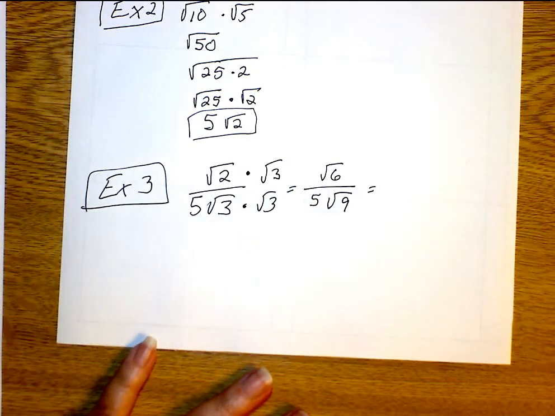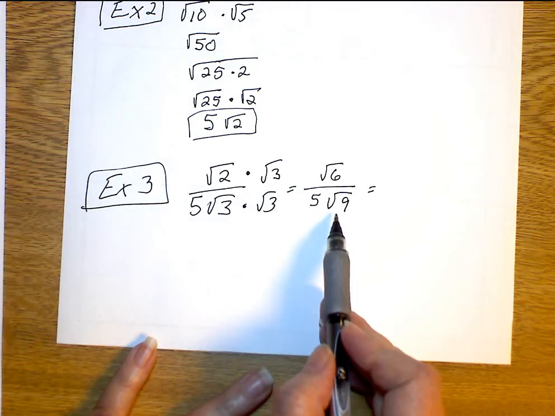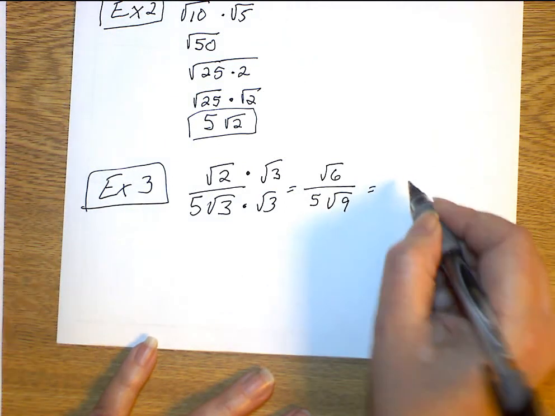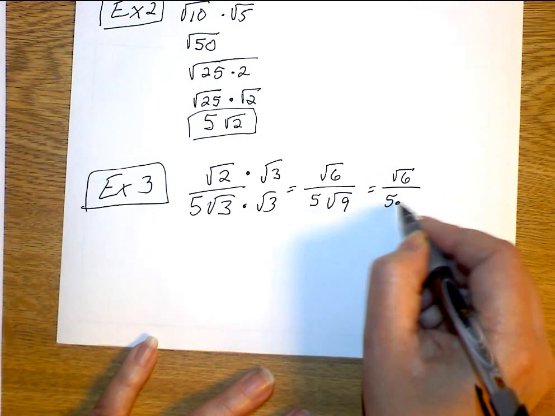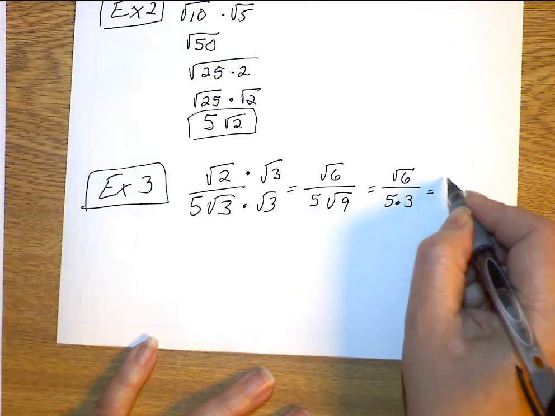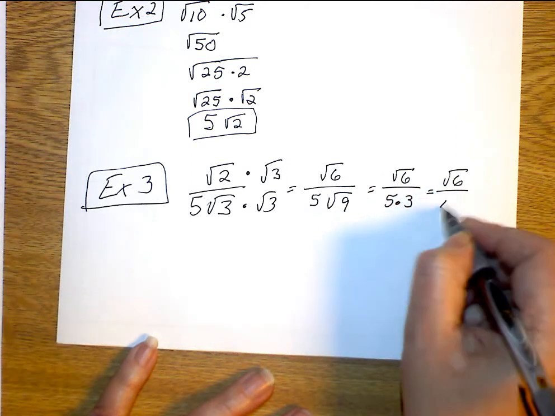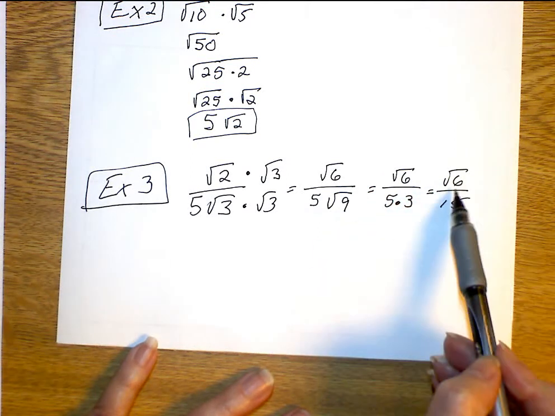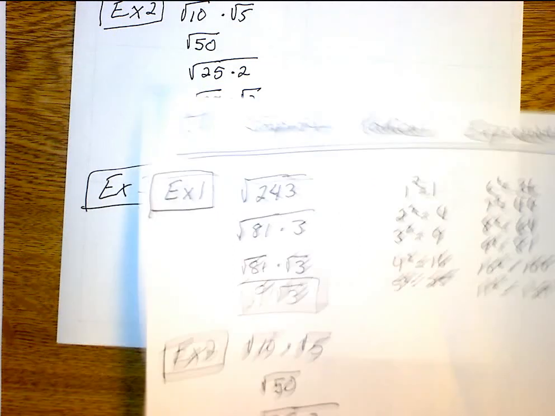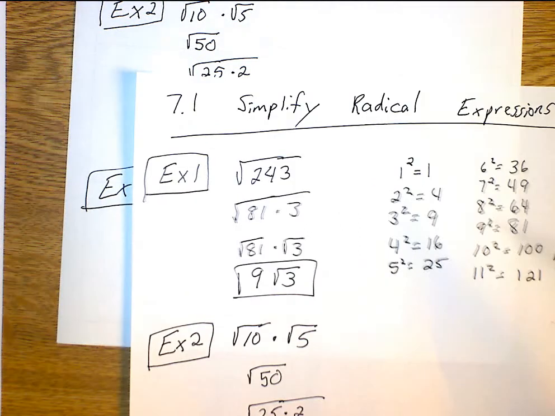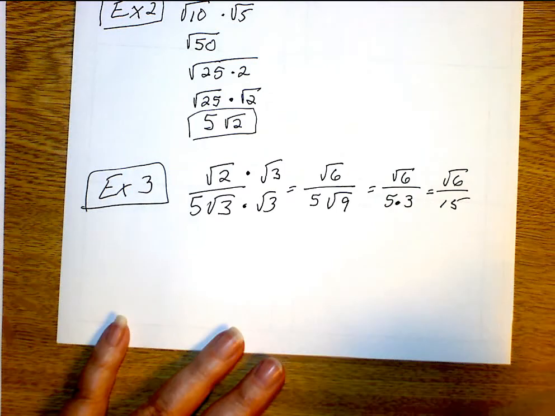But what is the square root? What is the square root of 9? 3. So it is going to be 15 on the bottom. So we have the square root of 6 over 15. Is there any perfects in 6? Remember, the first perfects are 1, 4, 9. So there's no perfects in that, so that's our answer.